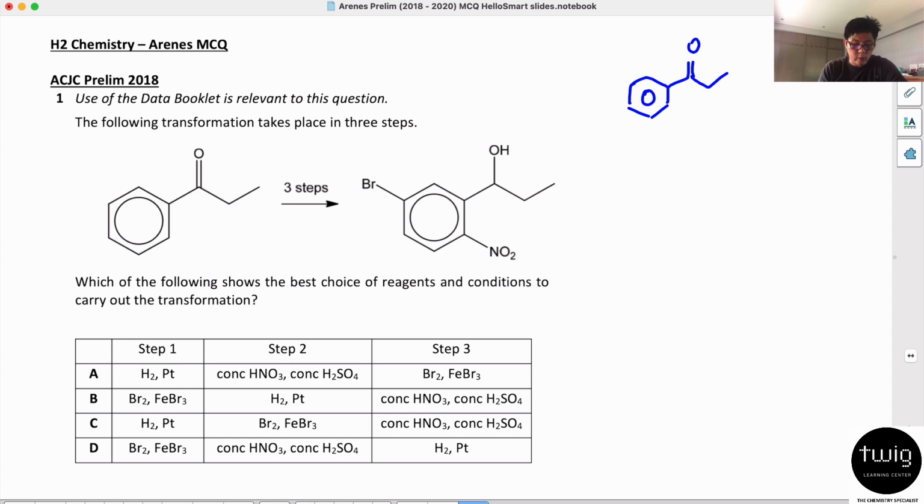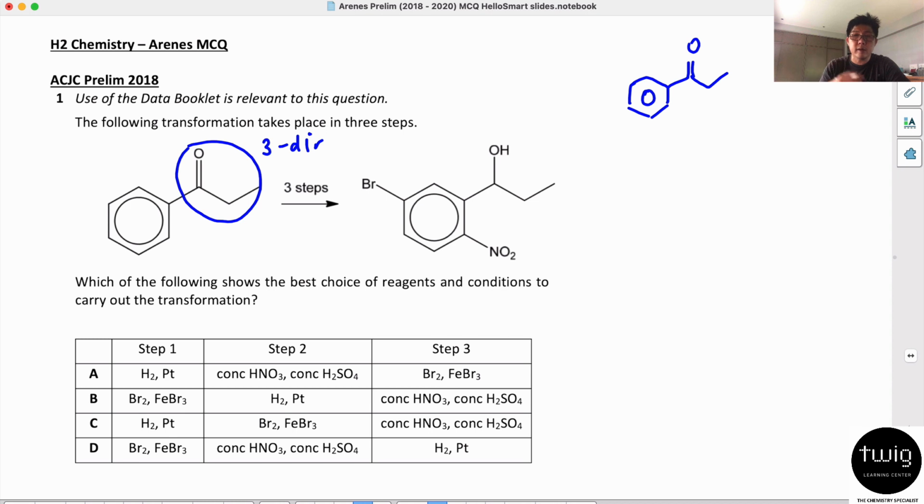Okay, if you look at this question, they say which of the following shows the best choice of reagents and conditions to carry out the transformation. Okay, so if you look at this side chain here, this ketone, it's actually 3-directing. You can find this out from your data booklet.